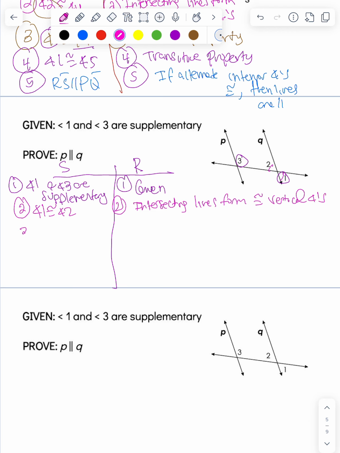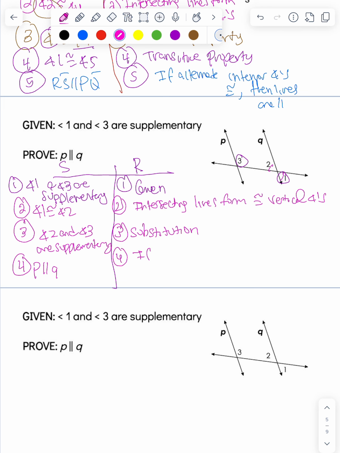So that means since angle 1 and angle 2 are congruent, angle 2 and angle 3 have to be supplementary. And that's by substitution, because if angle 1 and angle 3 are supplementary, and now we know that angle 1 and angle 2 are the same, then angle 2 and angle 3 have to be supplementary because angle 1 and angle 2 are equivalent to each other. So now we know that the lines are parallel because angle 2 and angle 3 are same side interior angles. So we showed if same side interior angles are supplementary, then lines are parallel.